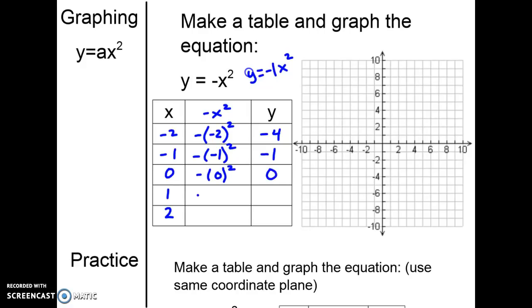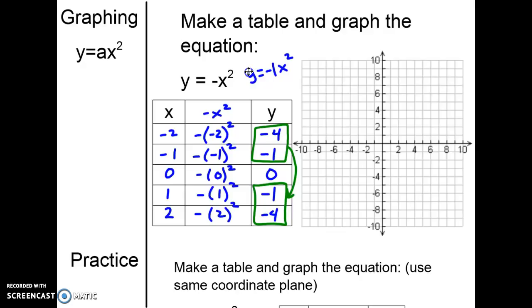Then we plug in 1. 1 squared is still 1, but with the negative out front we have a -1 for our y. And we plug in 2. 2 squared is 4, and the negative out front makes it a -4. I do want to draw your attention to these numbers and how they get mirrored, or reflected, down like that. We're going to talk about how that is symmetrical, and how parabolas are always symmetrical.